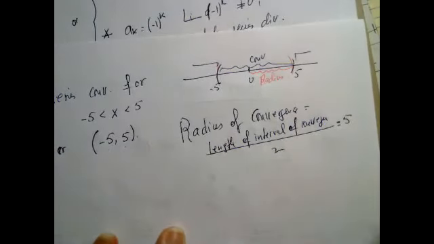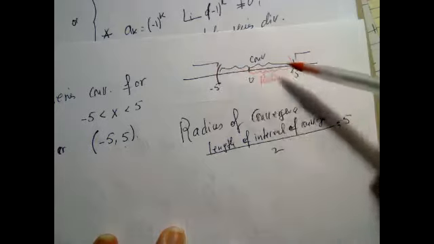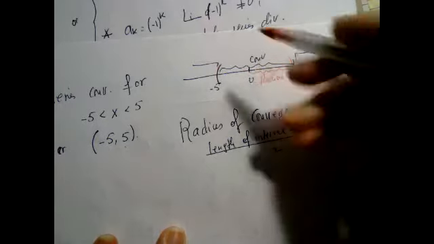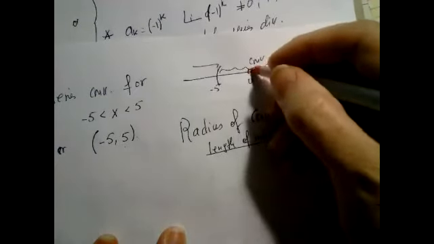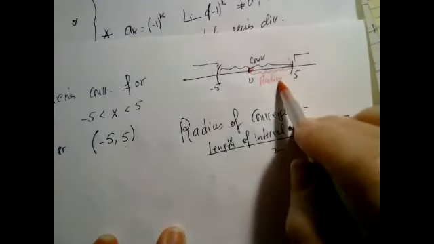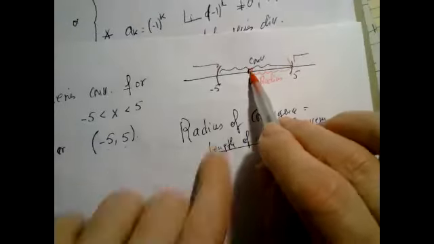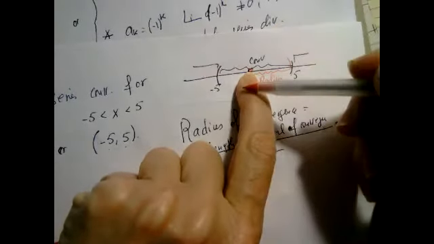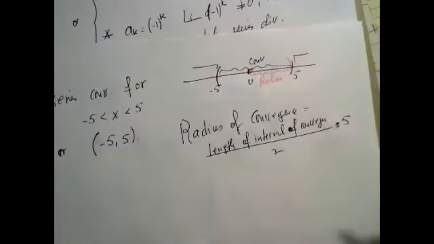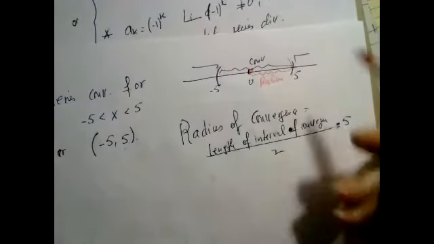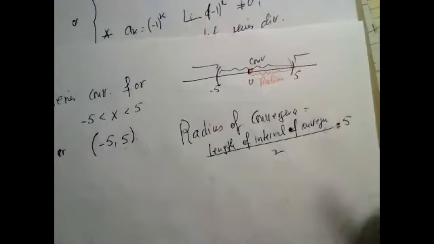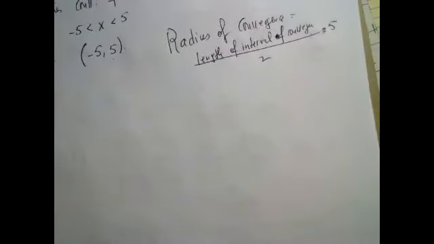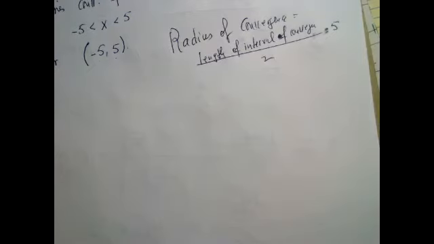So in this problem, we said that the series converges on the interval centered at 0, that's the center of the interval, with radius 5. It means the center is 0, it's 5 to the right of 0, and 5 to the left of 0. And that's really the interval of convergence. So the radius is half the length of the interval. It's a number which is equal to 5. Okay, questions before I move on to your other question?